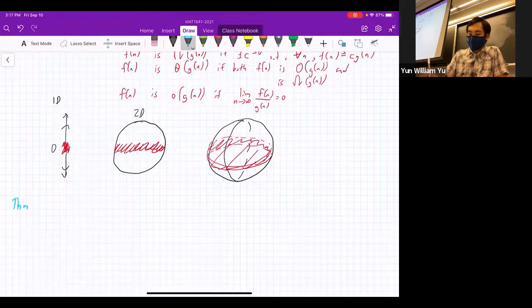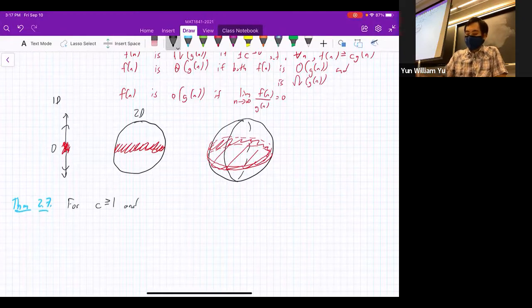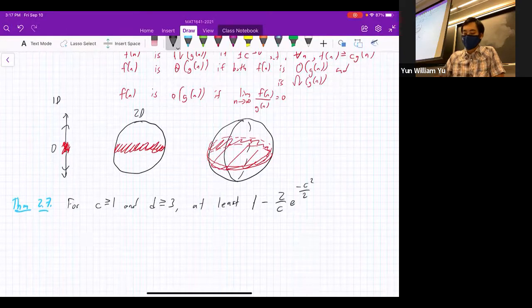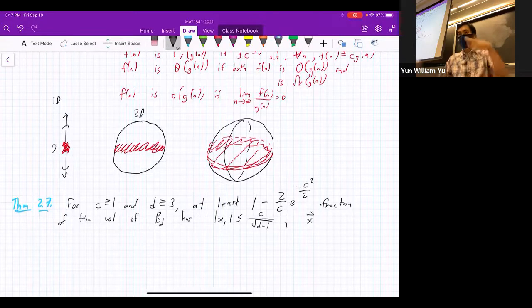This is theorem 2.7, which says that for some constant c greater than or equal to 1 and d greater than or equal to 3, so dimensionality of at least 3, we have at least 1 minus 2 over c times e to the minus c squared over 2 fraction of the volume of the d-dimensional unit ball, which I think I called B sub d, has the first coordinate x1 less than or equal to c over the square root of d minus 1, for any vector x in B sub d. Okay, so that's what we're going to try to prove.